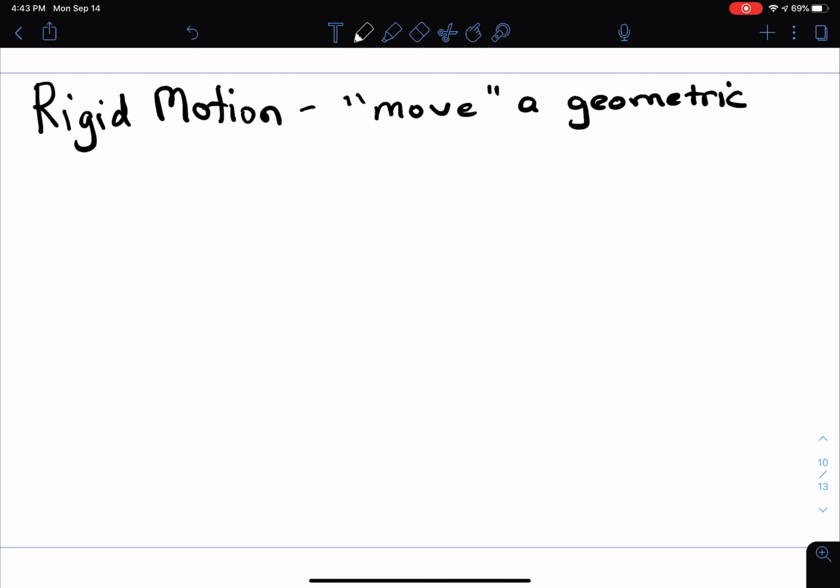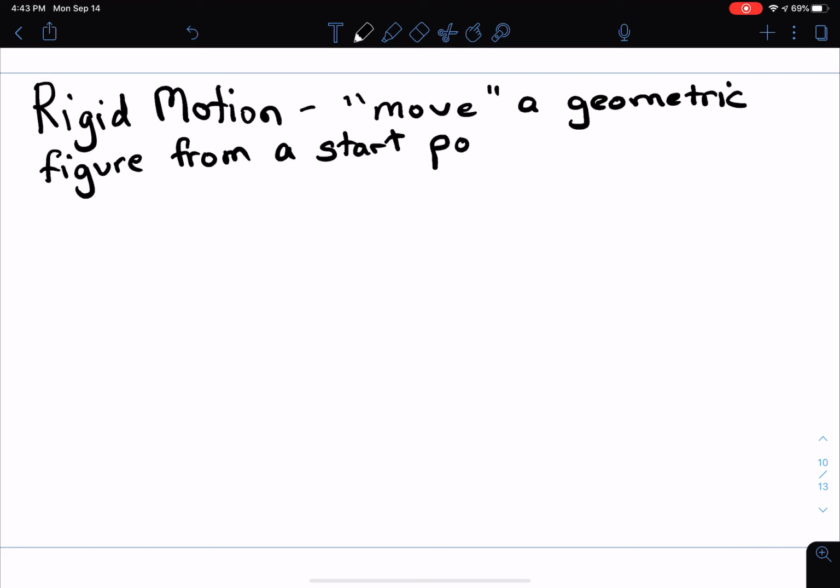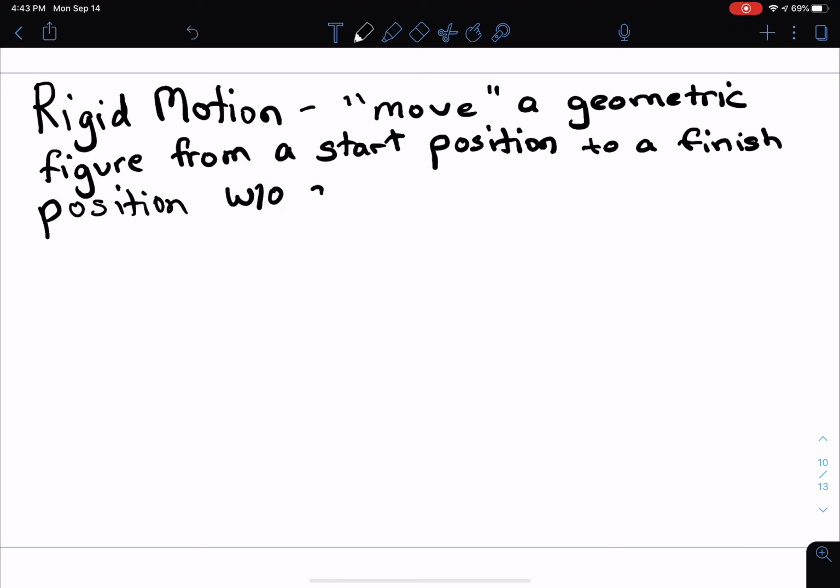from a start position to a finished position without altering the figure's shape or size. So your little template, you're not going to alter its shape or size once you have it made.